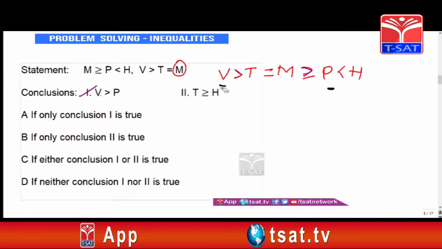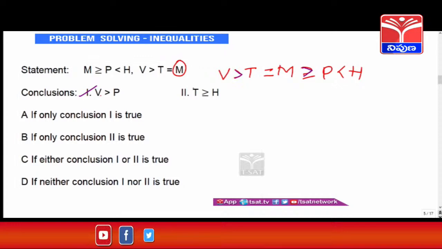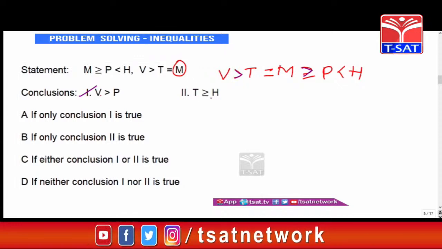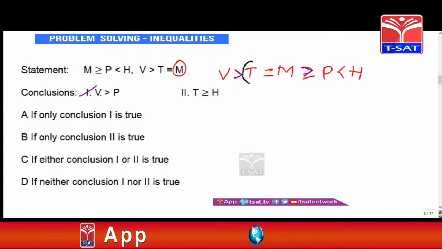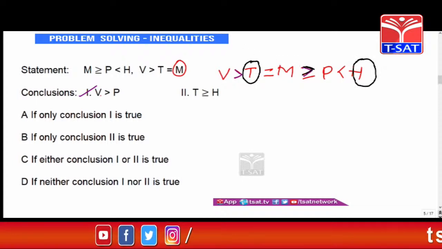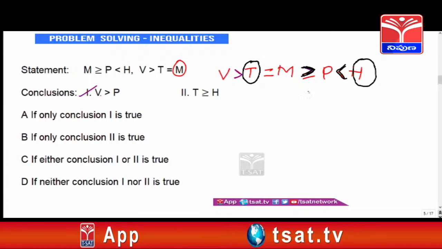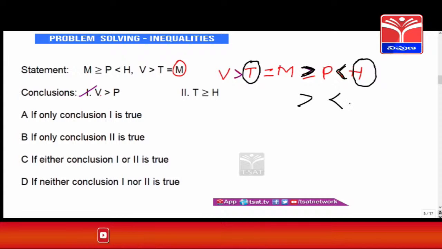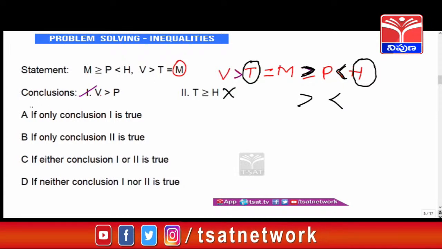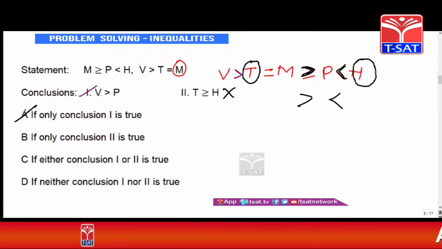Now see the second conclusion. In the second conclusion, T and H, T is greater than or equal to H, he is asking. So let's check where this particular T is. So T followed by H. The moment you see these two symbols, this is a greater symbol towards H and this is a lesser symbol towards T, and here you have a greater symbol towards C. So one is a greater symbol, the other one is a lesser symbol. Obviously with one greater symbol and one lesser symbol, this particular conclusion becomes wrong. So the answer is only conclusion 1 is true.